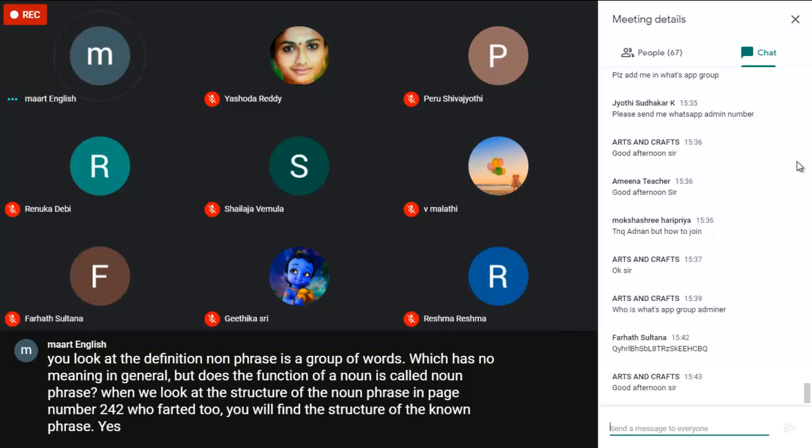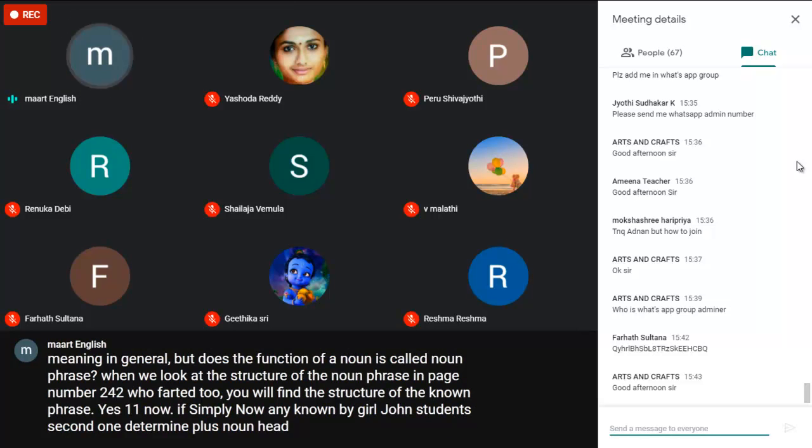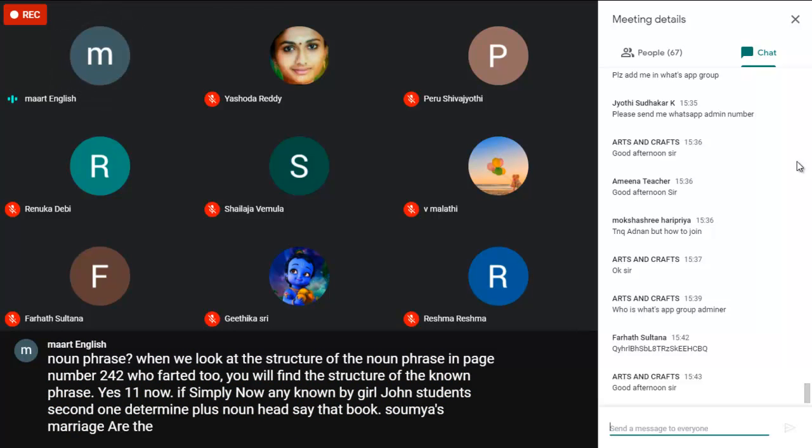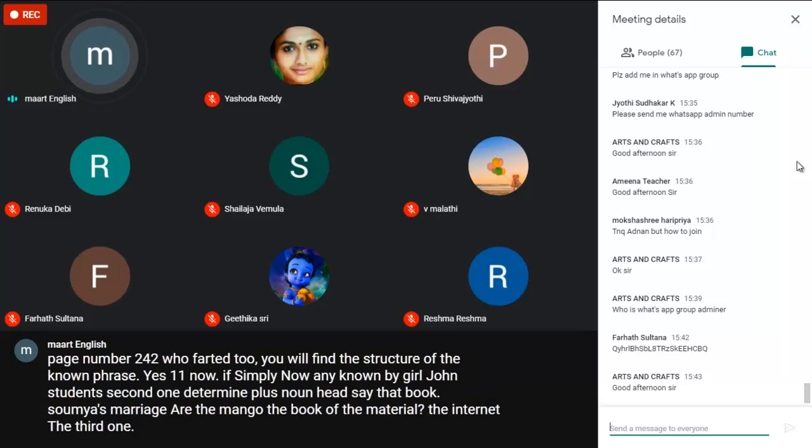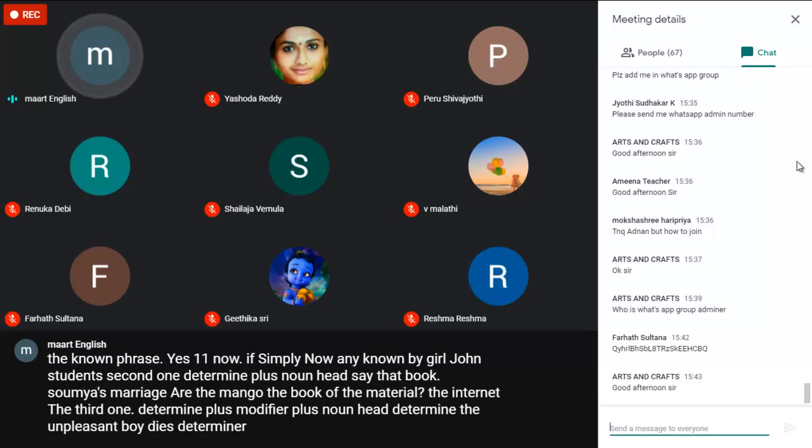One: noun, simply noun, any noun, boy, girl, John, students. The second one, determiner plus noun head, say that book, Soumya's marriage, or the mango, the book, the material, the internet. The third one, determiner plus modifier plus noun head. The unpleasant boy: the is determiner, unpleasant is modifier, boy is noun head.